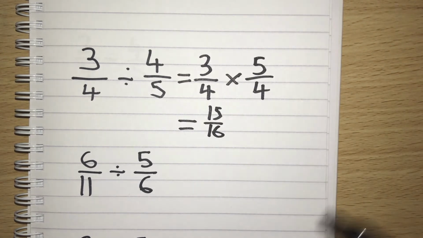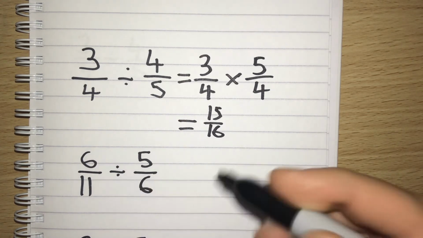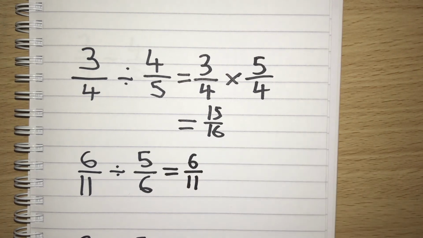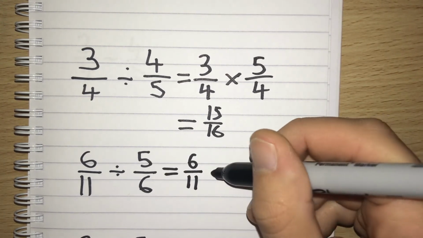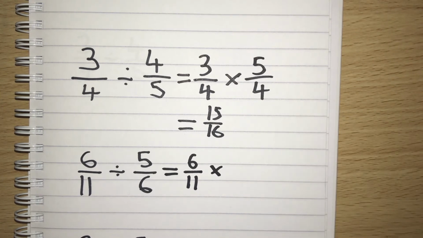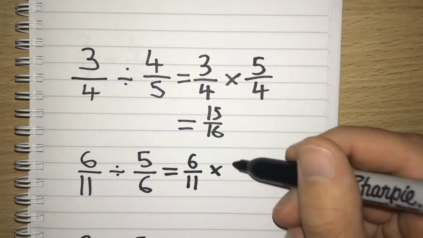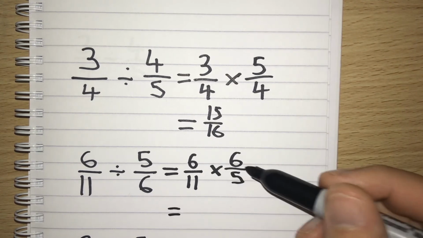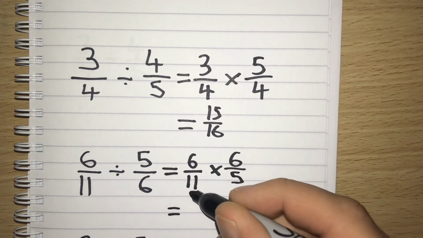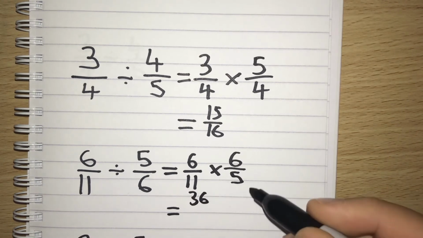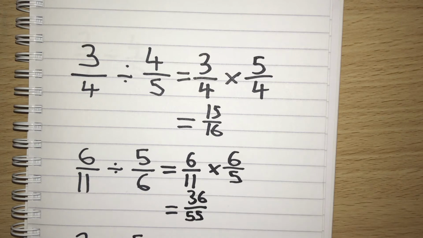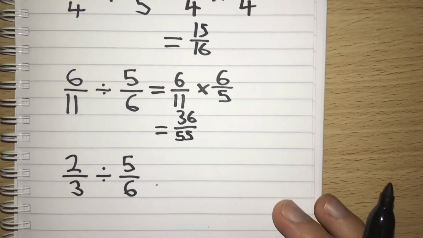If we look at another example, 6/11 divided by 5/6, again we can keep this first fraction the same. So keep the 6/11 where it is. We change this divide into a multiply. And we flip our second fraction over, 5/6 becomes 6/5. And now 6 times 6 gives us 36, and 11 times 5 gives us 55.